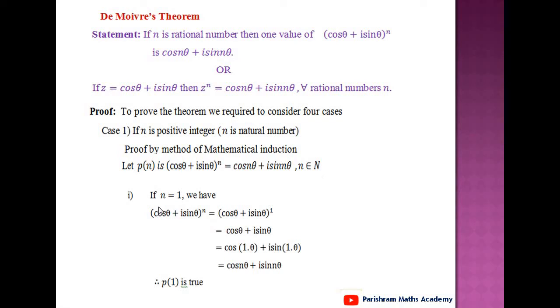First, for n equal to 1. If n equals 1, then we have (cos theta plus i sin theta)^n equals (cos theta plus i sin theta)^1. But (cos theta plus i sin theta)^1 is the same as simply cos theta plus i sin theta. Now this cos theta is the same as cos of 1 into theta, plus i times sin theta is the same as sin of 1 into theta, and therefore equal to cos of n theta plus i sin of n theta, because n is nothing but 1, and therefore P(1) is true. It means the result is true for n equal to 1.